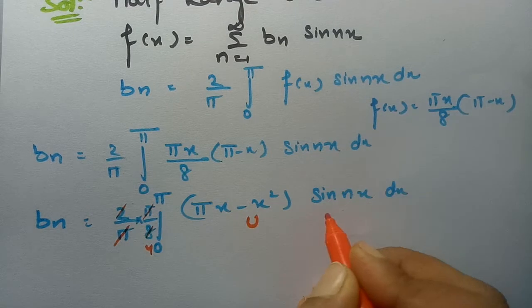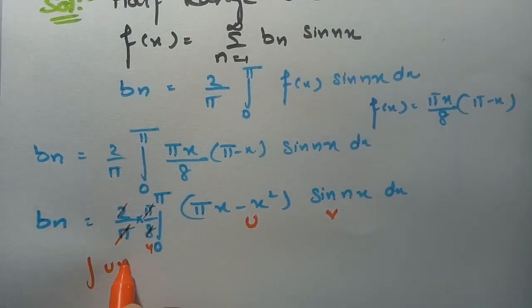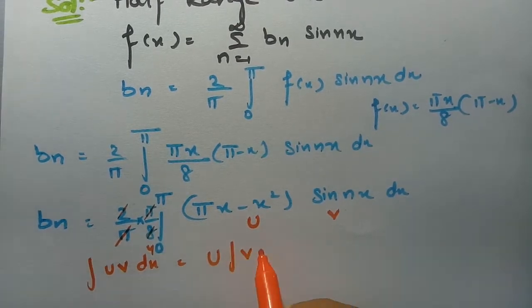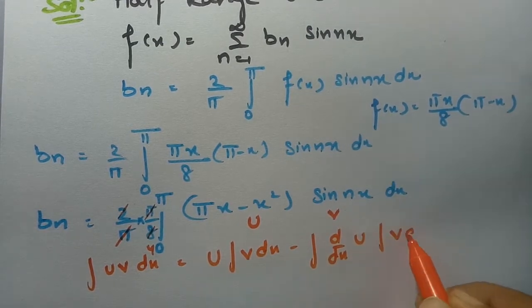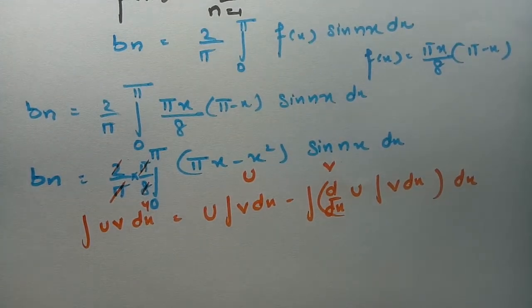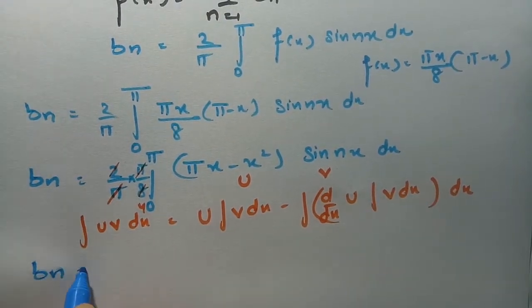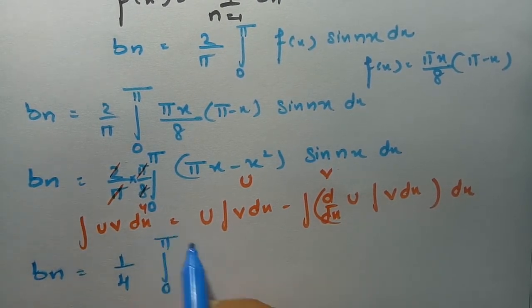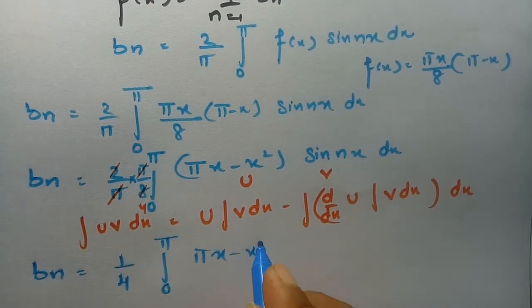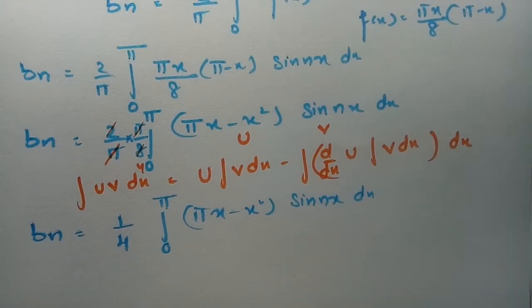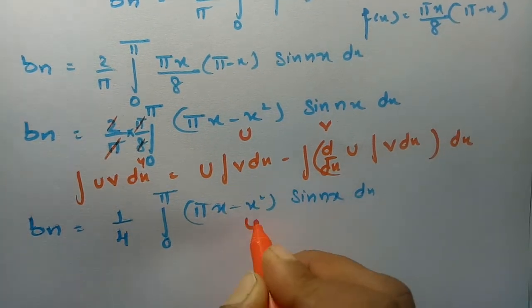And if you see, this is u and this is v. So integration by parts: integral uv dx is nothing but u we have to leave, v we have to integrate, minus integral d by dx of u, integral v dx whole dx. So in this formula I have to substitute. Then our bn value will be 1 by 4 times of integral 0 to pi, that is pi x minus x square into sine nx into dx. So which is u and which is v? This is u and this is v.